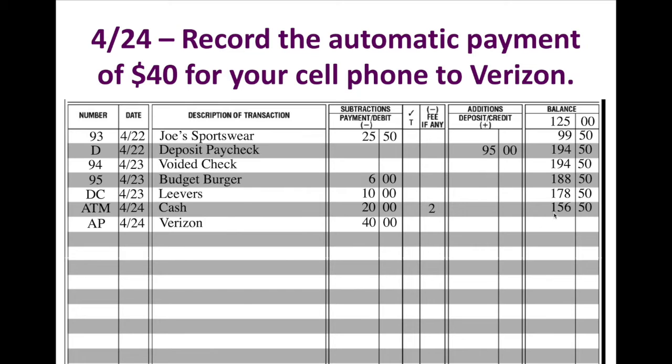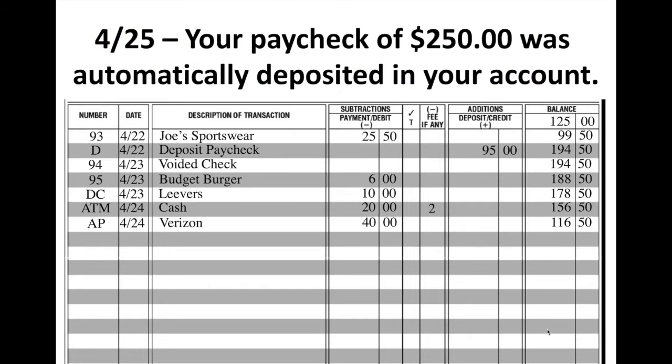We had a previous balance of $156.50. We subtract the $40 from the Verizon bill, and our new balance is $116.50. The next transaction that affects your checking account is receiving a paycheck.